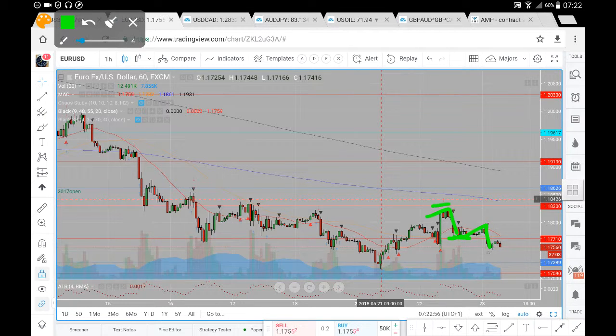Now we've broke beneath the 1771. We've had a move upwards. We've not seen the follow through to break back above the 1771. So we do see points for further downside momentum.